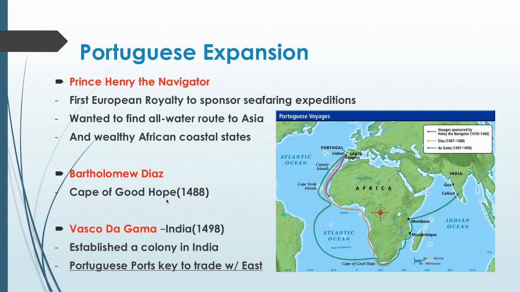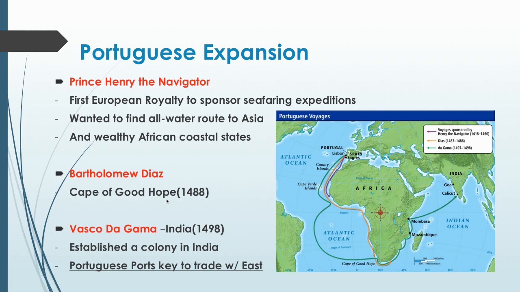Okay, so the three proper nouns of Portuguese expansion are these three gentlemen. First of all, Prince Henry the Navigator. This guy is probably the most important out of all three, because this is our first European monarch that's going to say, I'm going to spend the taxpayer money on paying for explorers to try and find a new way over to Asia, through the Indian Ocean. And Prince Henry the Navigator is going to start sponsoring these expeditions.